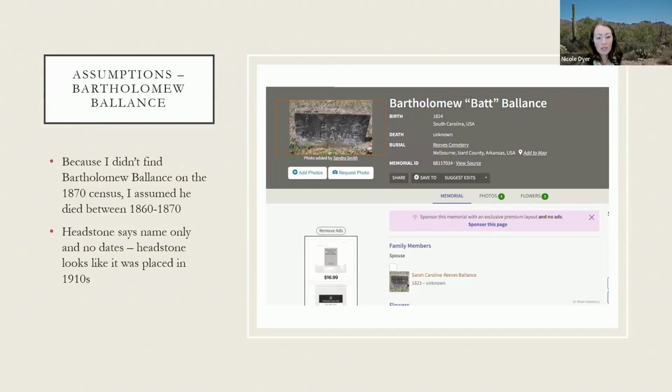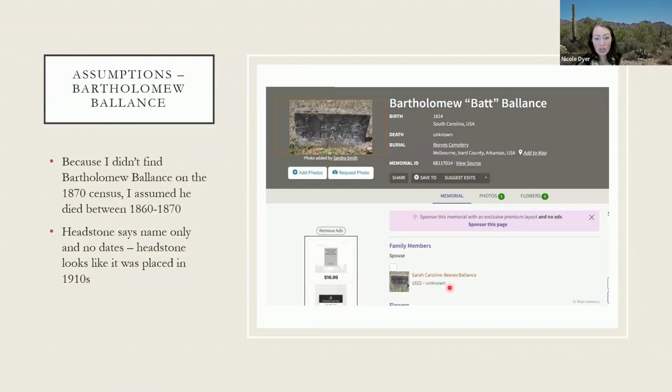Well, one of the Reeves daughters was Sarah Caroline Reeves Ballance. That's what her name is on Find a Grave. Her headstone says Caroline Ballance, but in the census records, she's Letha Caroline Reeves. I never saw any Sarah. I think that was just a misreading of Letha.